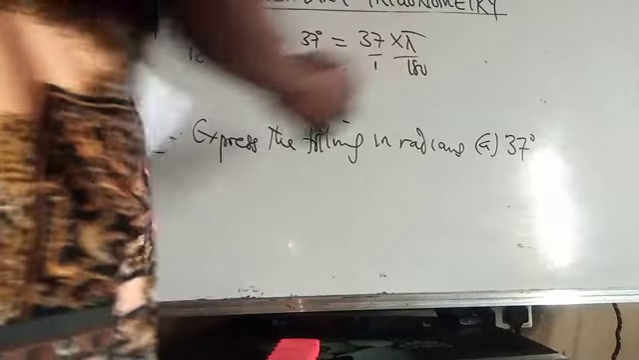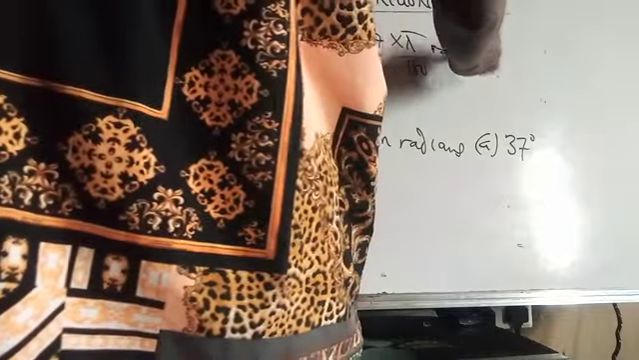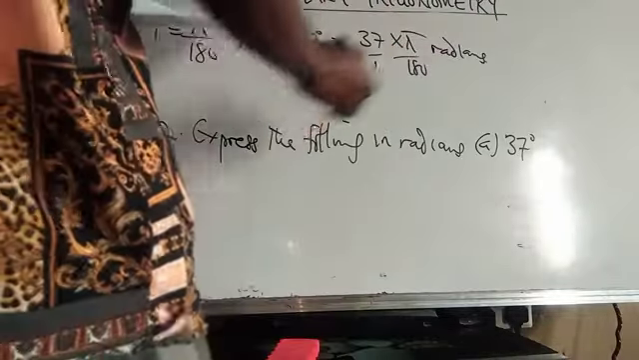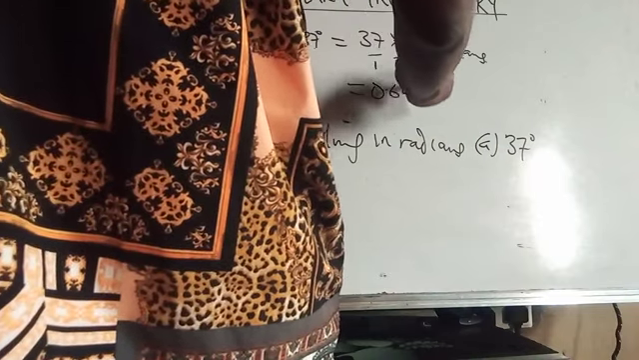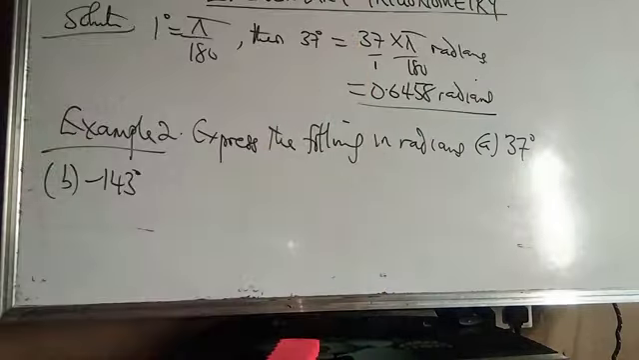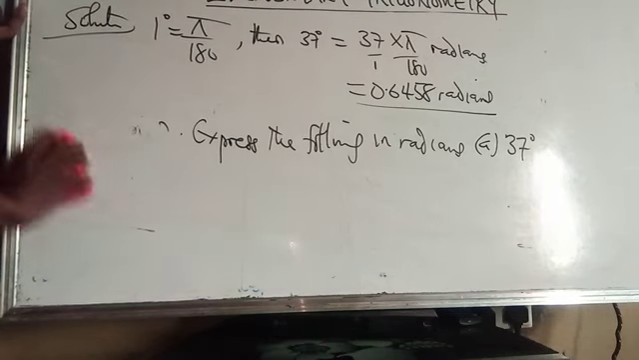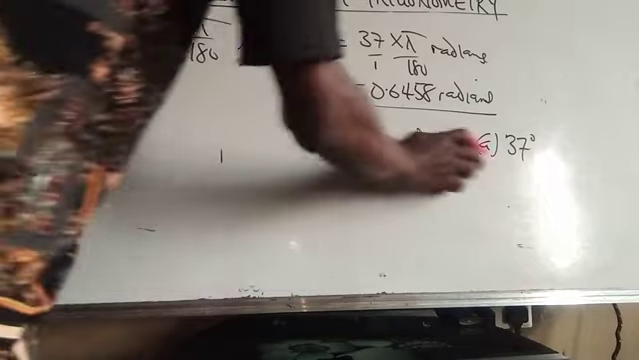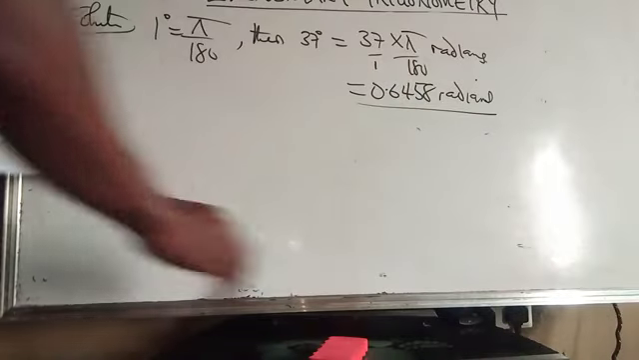By the time you multiply out, don't forget, our conversion is in radians now. You have 0.6458 radians. You do the same thing for the second one. You can attempt the second one yourself and get back to me with your comments. I want to know what you get as the second answer.